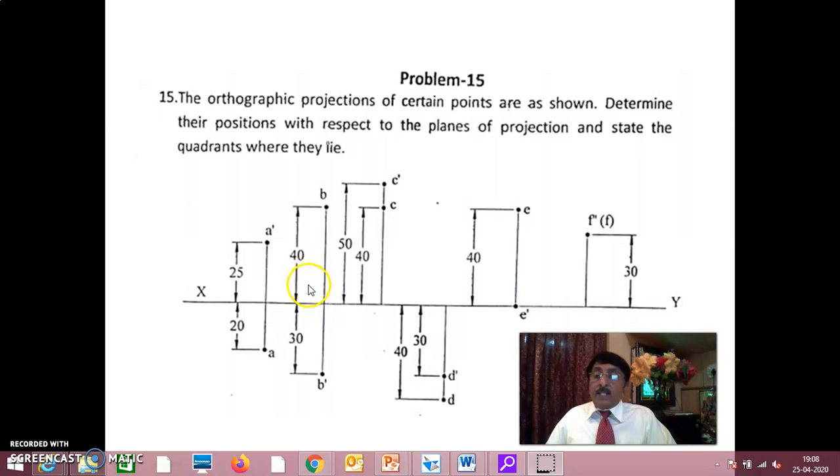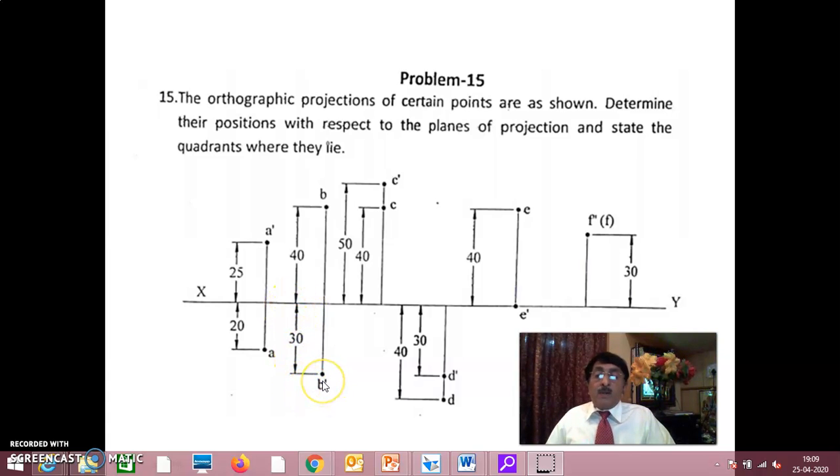Now come to the next one. Now it is B and B dash. Now B here, B dash here means HP VP, that means it is the third quadrant where HP is above, VP is below. In here, VP is above, HP is below because this was first quadrant. Now this is third quadrant. Now it is 40-30, you see here, this is B. When it is B, it should be either behind VP or in front of VP. Since it is third quadrant, you immediately say 40 mm behind VP and 30 mm below HP. That is this B dash.